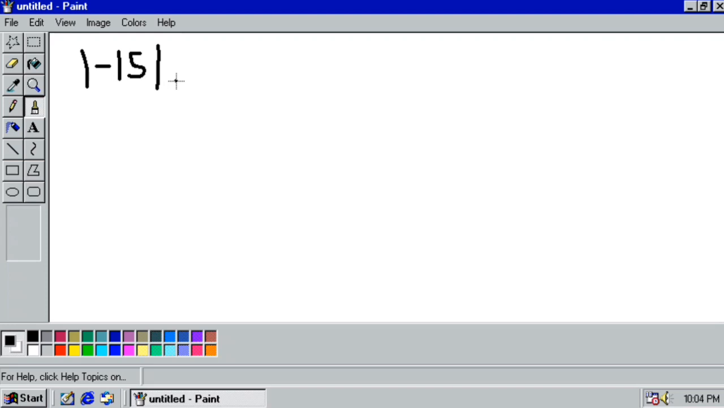So let's say this is x. Let's say negative 15 is x. Now, we have a negative sign here and x. So we're gonna replace x with the x here, which is negative 15. Now, negative times negative is positive, so it will come out as positive 15.